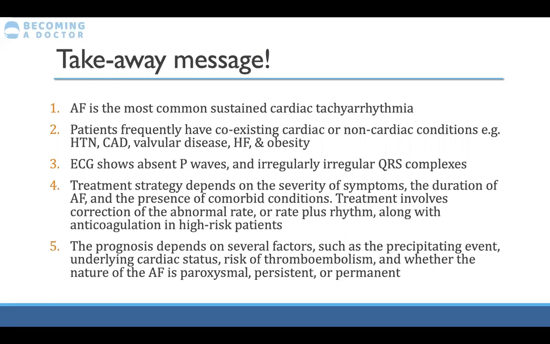The treatment strategy that's ultimately going to be employed really does depend on the severity of symptoms, the duration of AF, the type of AF, and the presence of comorbid conditions. Overall, treatment involves correction of the abnormal rate via a rate control strategy, i.e. with your beta blockers, or a rate control plus rhythm control strategy, with your rhythm control being cardioversion, antiarrhythmic drugs, and or catheter ablation, alongside anticoagulation in high-risk patients. Ultimately, the prognosis will depend on several factors, a few of which are the underlying precipitating event and the overall nature of AF itself.